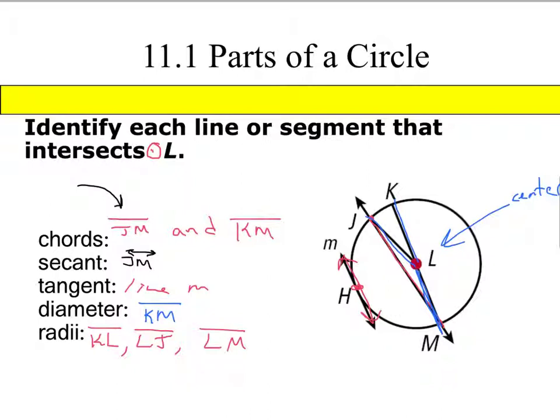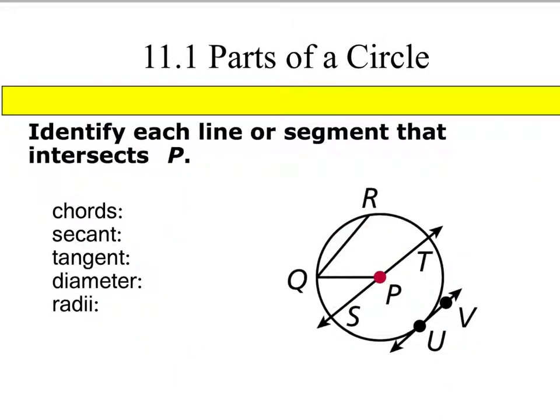All right, awesome. We're going to do it again. Here we go. I want you to try this one. Look what Mr. Schmidt forgot: the label for P. Remember, that is circle P. I want you to give this a shot. See if we can find the line or the segment that intersects circle P. Find the chord, secant, tangent, diameter, radii. Go!